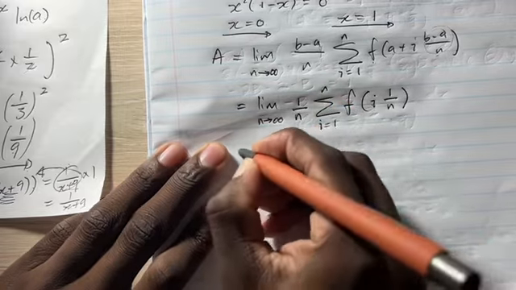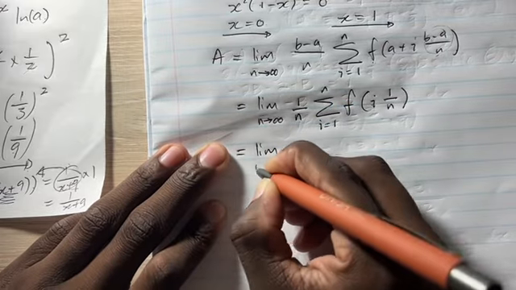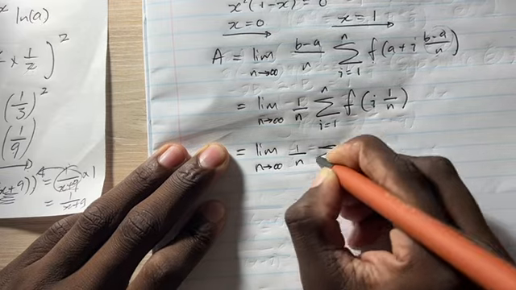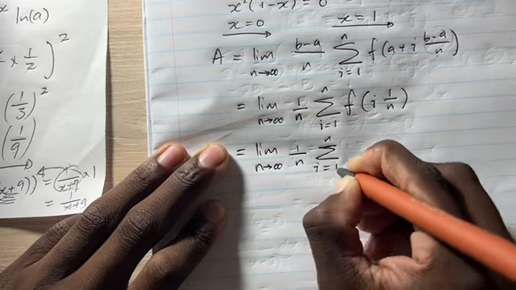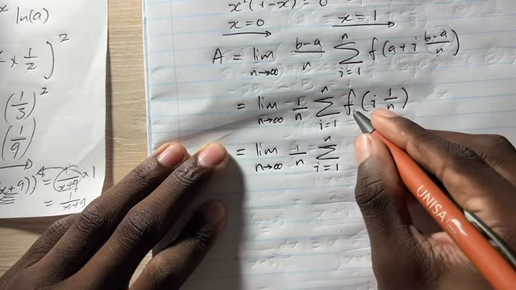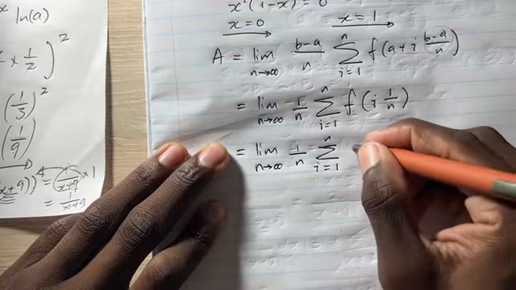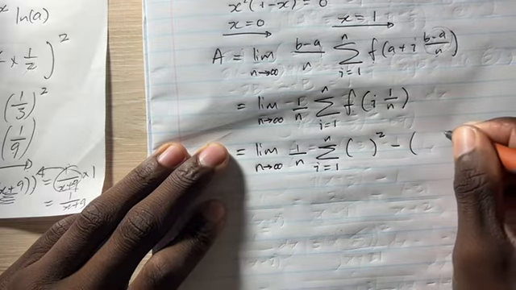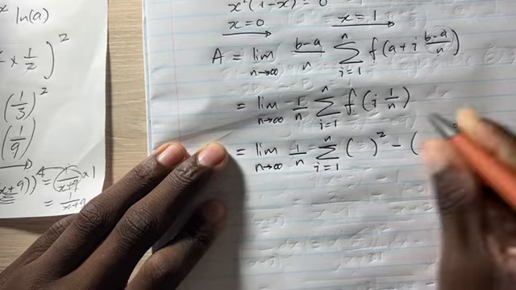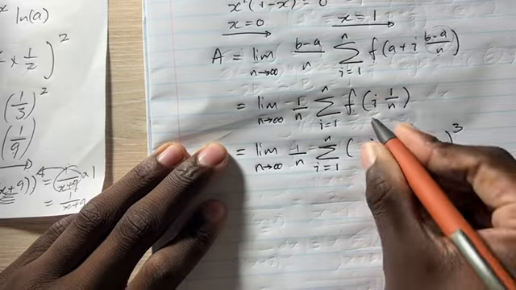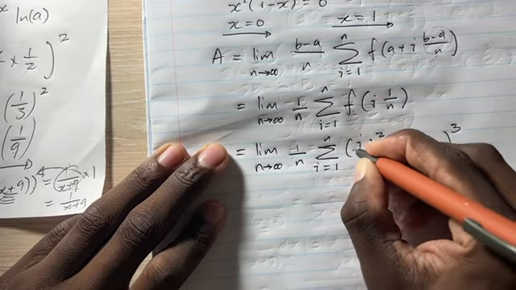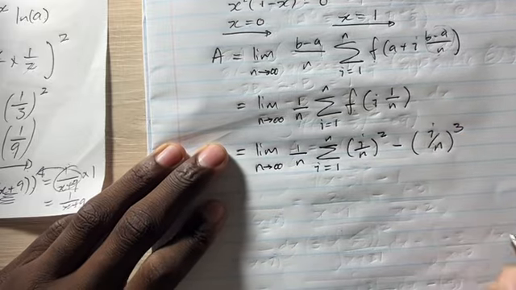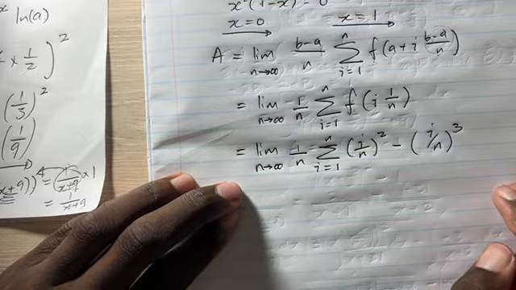Now let's substitute the function. We got limit as n approaches infinity of 1 over n, sum up to n from i equals 1, f. What's our f? Our f is x squared minus x cubed. What's our x in this case? It's i over n. X in this case is i over n. Okay, that's what we have now.